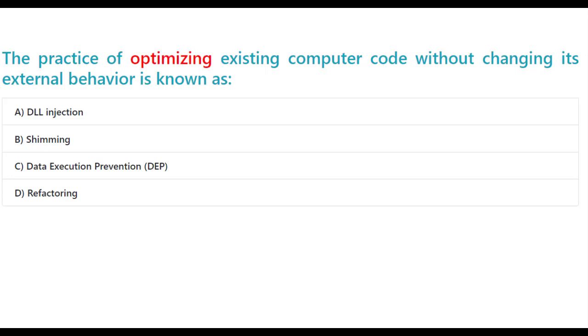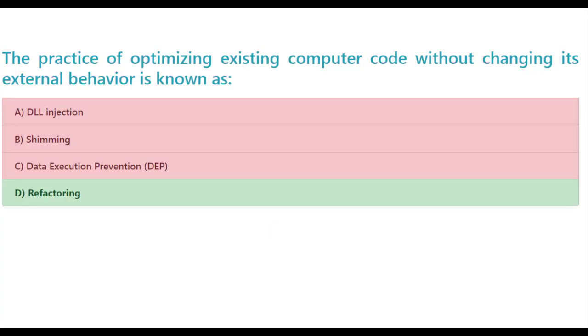The practice of optimizing existing computer code without changing its external behavior is known as A. DLL injection, B. Shimming, C. Data execution prevention, DEP, D. Refactoring. The correct answer is D. Refactoring.